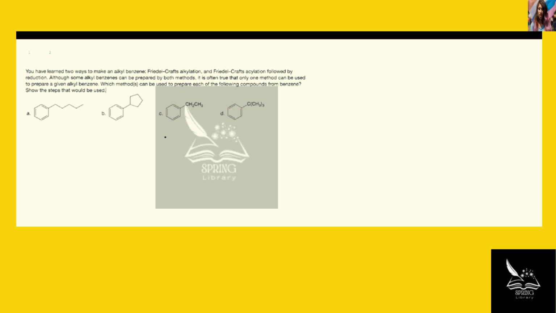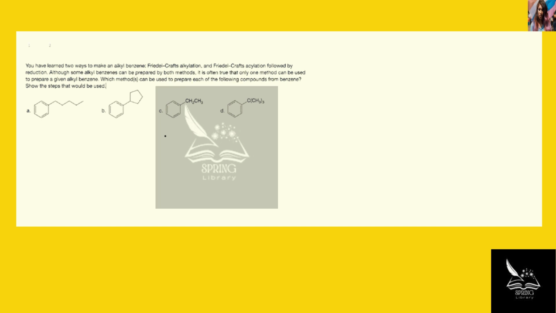Here the question is, you have learned two ways to make an alkyl benzene, Friedel-Crafts alkylation and Friedel-Crafts acylation followed by reduction. Although some alkyl benzenes can be prepared by both methods, it is often true that only one method can be used to prepare a given alkyl benzene. Which method can be used to prepare each of the following compounds from benzene? Show the steps that would be used.